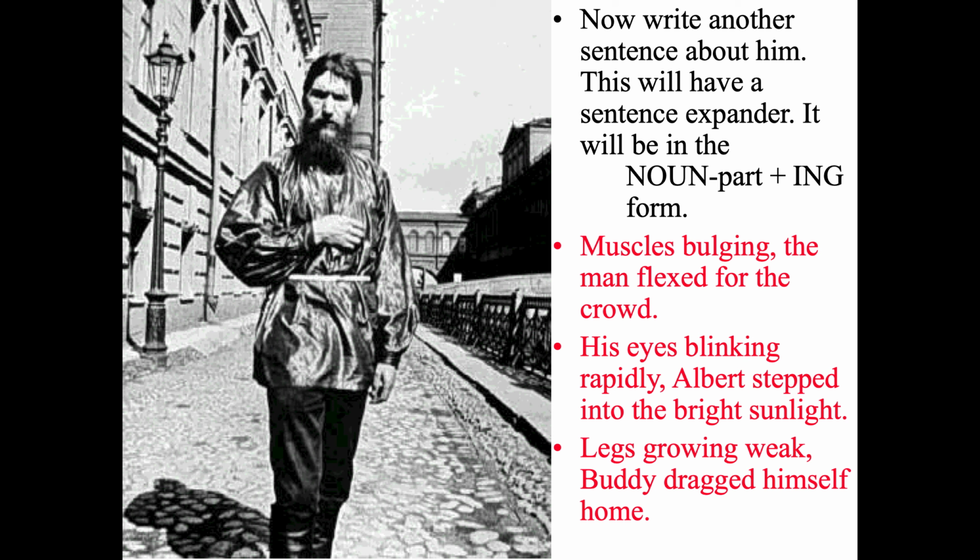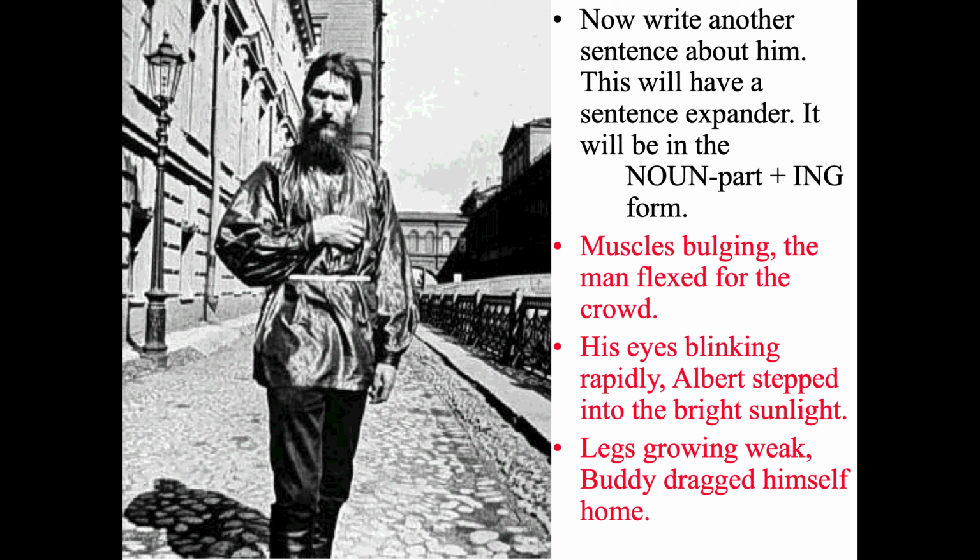So if my simple sentence about him is "the man flexed for the crowd," well, I'm going to pick one important part of that sentence where he's flexing, and I'm going to pick his muscles. That's the noun part. And then I'm going to add an ing verb. What are those muscles doing? They're bulging. So: muscles bulging, comma, the man flexed for the crowd.